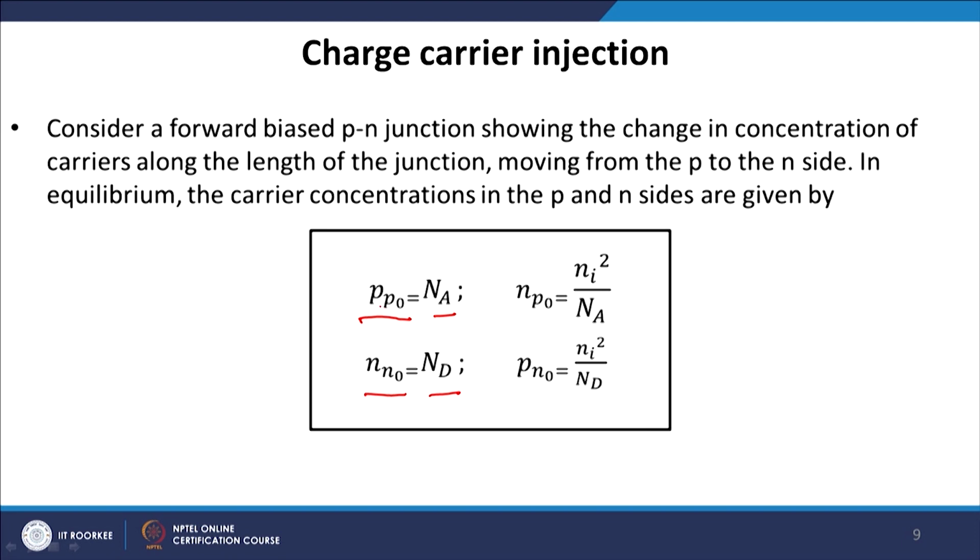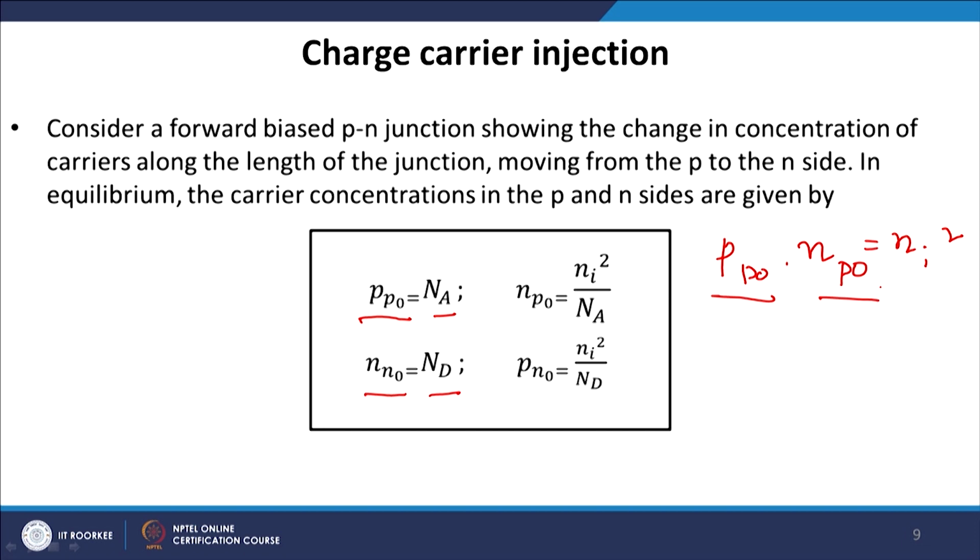So, once I know the majority carrier concentration in the corresponding side, to get the corresponding minority carrier concentration, I have to divide the intrinsic carrier concentration square by Na, because the law of mass action says that NPO times PPO is equal to Ni square. So, basically PPO times NPO is equal to Ni square, where PPO stands for the hole concentration in the P side and NPO stands for the electron concentration in the P side.